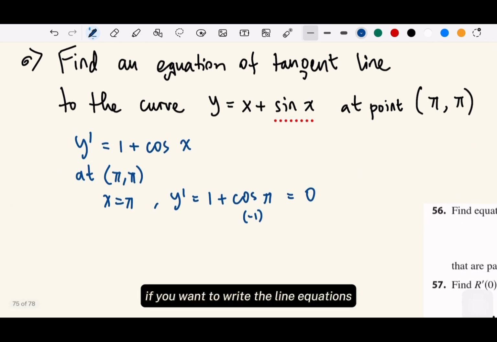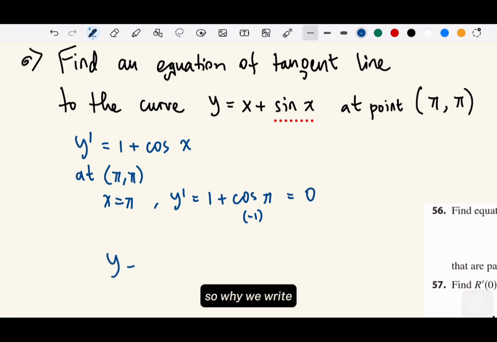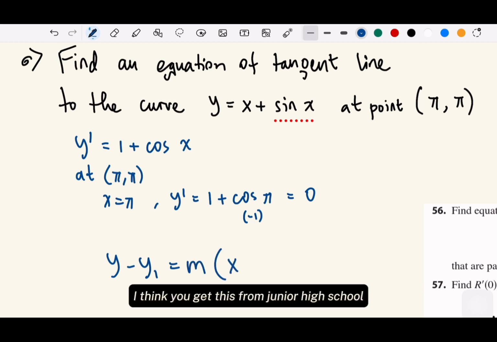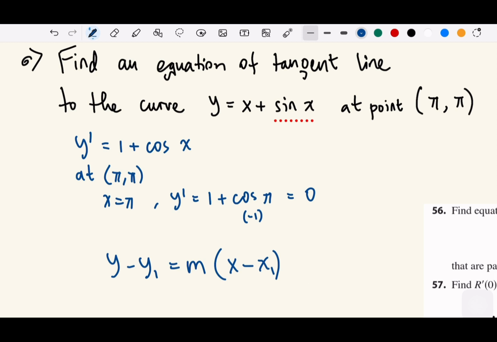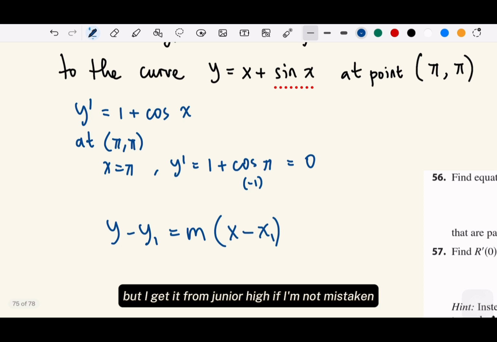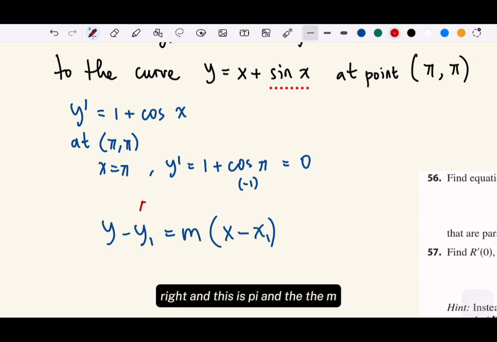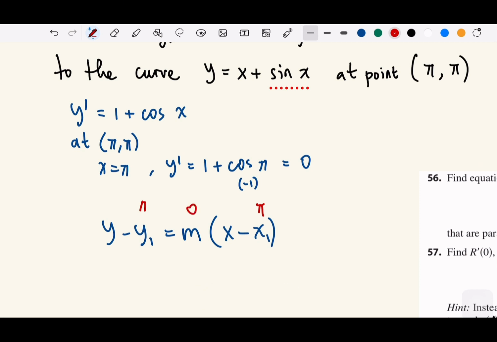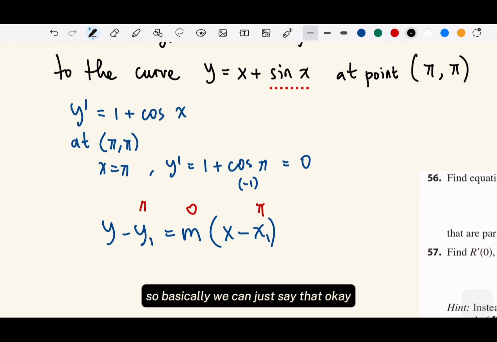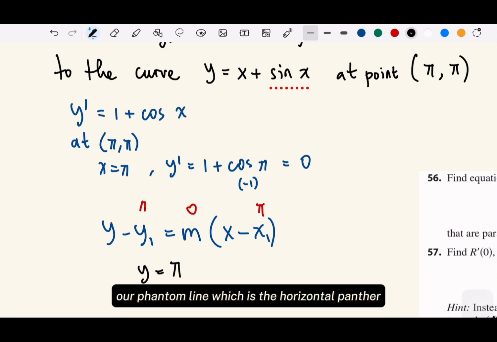If we want to write the line equation, I hope you still remember. Let me write. I think you get this from junior high school, or maybe high school, but I got it from junior high, if I'm not mistaken. And then what are y1 and x1? This is basically our point that we are going to input. So this is pi, and this is pi. And m, the gradient, the slope, is 0. So basically, we can just say that y will be equal to pi. And this will be our tangent line, which is the horizontal tangent.